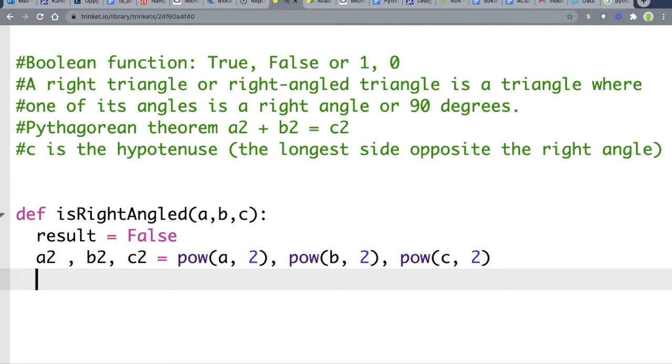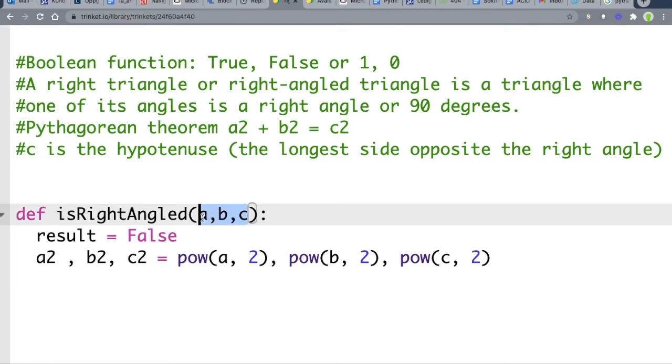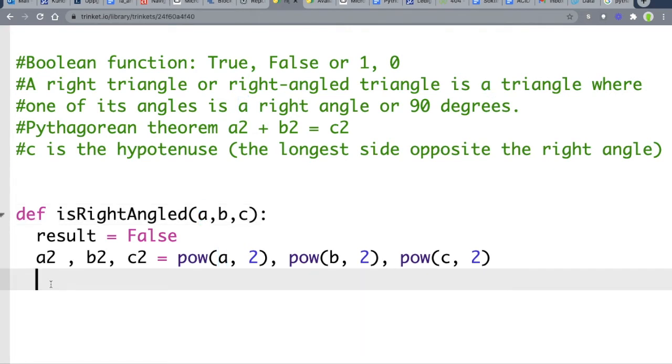Okay, now we want to check which one of these is the longest side. We could have assumed that this C is the hypotenuse and is the longest side, and made a method. But I want to make it general, because maybe the user enters the longest side first, and then the last two sides. So I find out the maximum, or the longest.